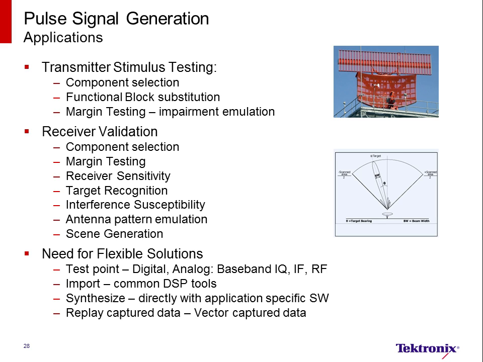Transmitter stimulus testing is often used to select components such as up-converters, amplifiers, and linearizers. A signal generator can also be used as a block substitution for the actual radar for applications such as radar cross-section analysis. Receiver validation is important not only to test sensitivity, but also blocking and selectivity that might be anticipated from common interference sources. Receiver functionality can also be performed for scene generation, such as target recognition in the presence of common countermeasures or clutter.